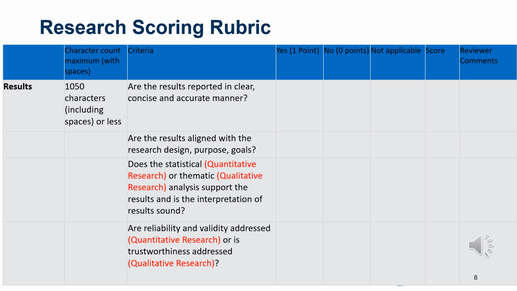For the results section, the character limit here is again 1,050, including spaces, and the criteria here are scored the same way. Are the results reported in a clear, concise, and accurate manner? Are the results aligned with the research design, purpose, and goals? Does the statistical analysis, if it's quantitative research, or the thematic analysis, if it's qualitative research, support the results, and is the interpretation of the results sound? And the last criteria are reliability and validity addressed if it's quantitative research, or is trustworthiness addressed if it's qualitative research?